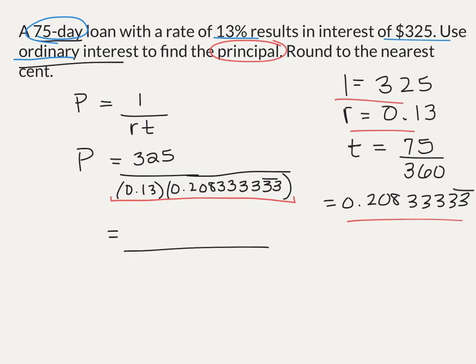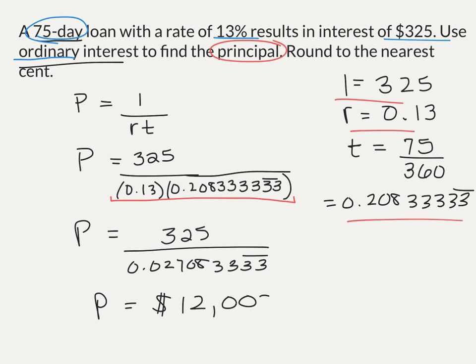So 0.13 times 0.208333 repeating is 0.0270833 repeating. Lastly, we'll divide 325 by that decimal, and we should get a value of $12,000 even. So our final answer is $12,000.